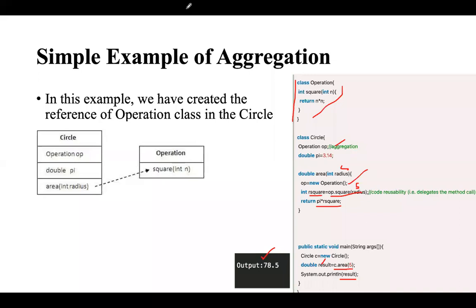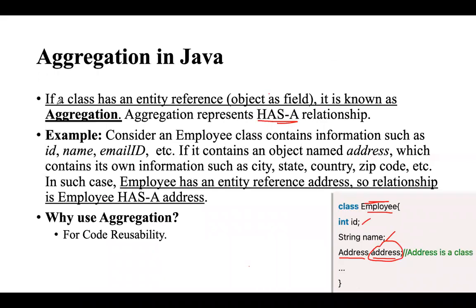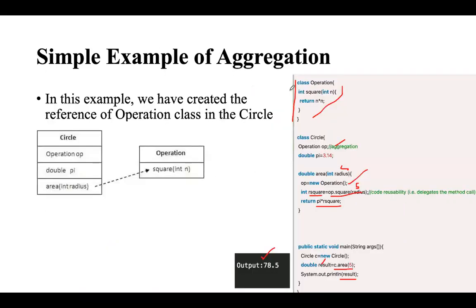Is it clear? Just give me your reply. Is it clear now, the aggregation concept? So aggregation is what? If a class has an entity reference, what is the meaning of entity reference? An object as a field. If a class has an object as a field, then this is known as aggregation. And here in this class circle, we have this object OP of another class. And this is called aggregation.